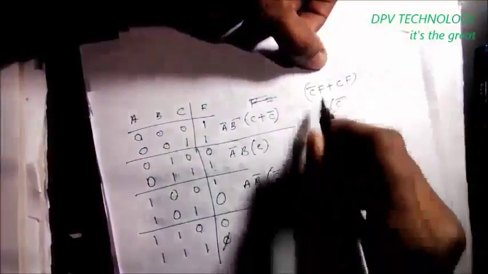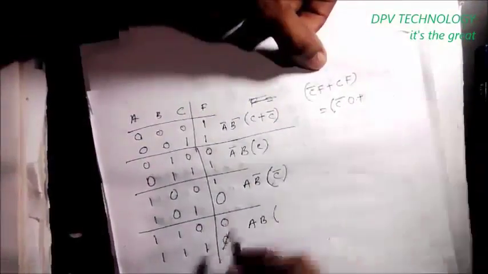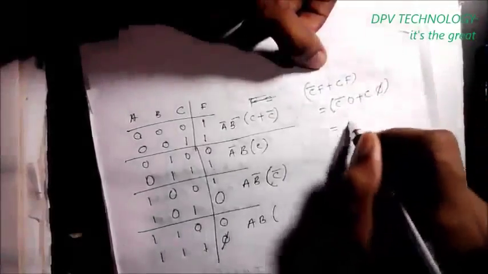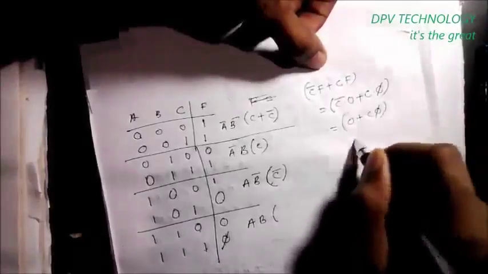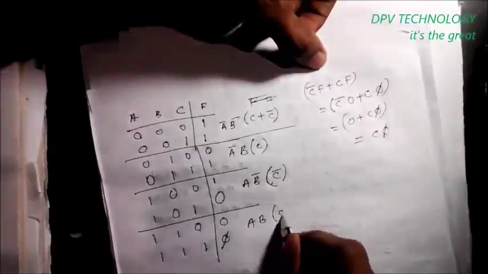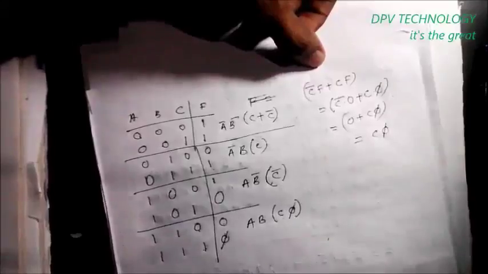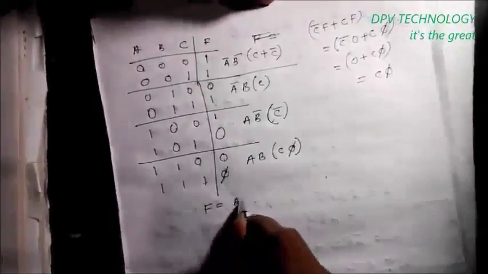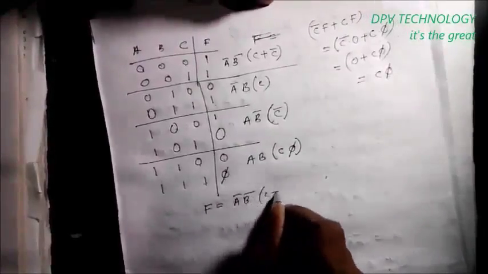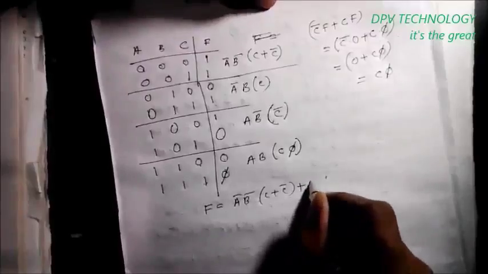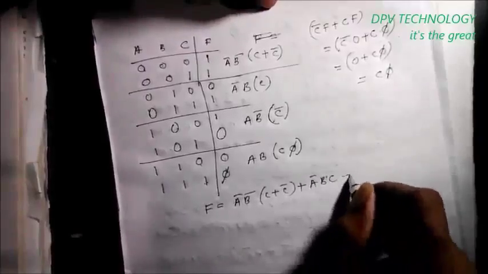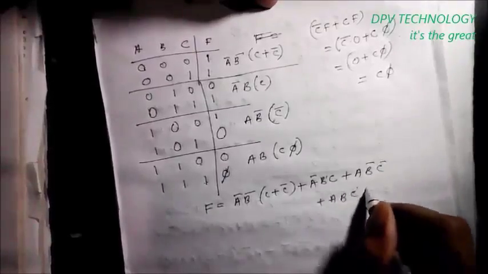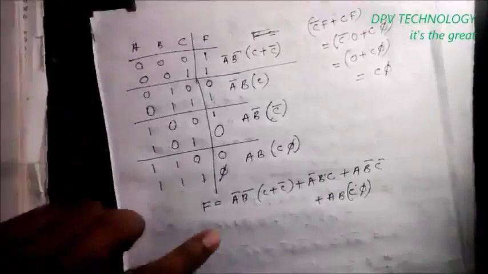Then here you can see C bar, here F is 0, so put 0 here, and here F depends on C and don't care, so put C don't care. So this function F depends on C don't care. So now you will get F by ordering these terms: A bar B bar, or A bar B C, or A B bar C bar, or A B C don't care. So we get the function here.